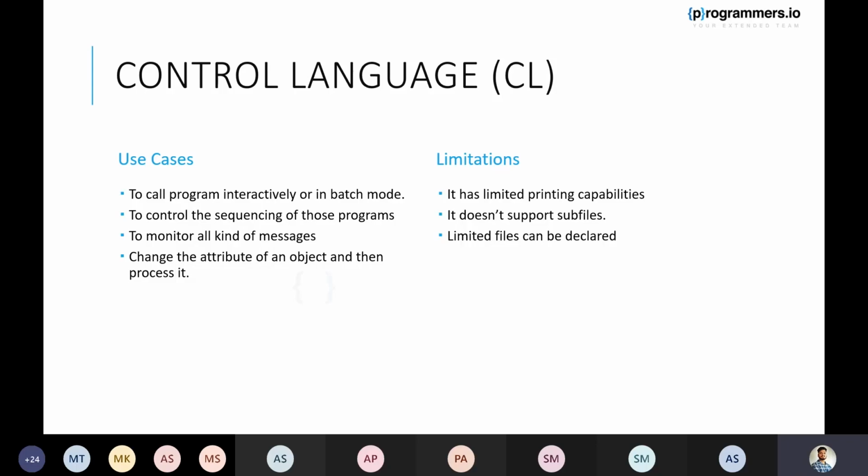Then there are some limitations also for CL. For example, in CL there are very limited capabilities with the printer files that we have. You cannot use printer files in a CL. Also, it doesn't support the subfiles that you will be learning in the coming sessions. And in a single CL, there can be only a limited number of physical files that you can operate with.